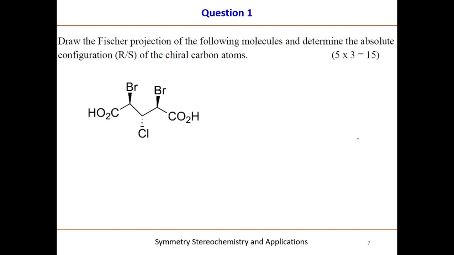This is the last example of this Fischer projection and absolute configuration. So here again we have 3 chiral centers but 2 acidic groups. So I will write here, again we have to look at the molecule from the same direction, because both are going away from ourselves. So I will write here a vertical line, then 3 chiral centers, then CO2H group, CO2H group.